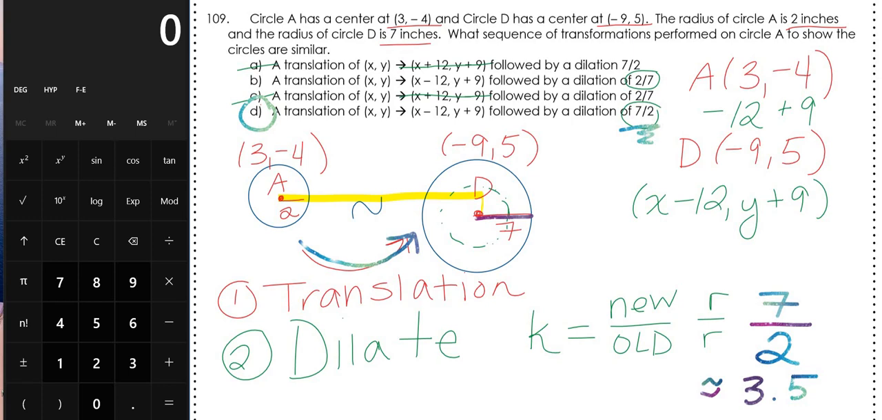So again, to recap, all circles are similar. You have to do 2 transformations to map one circle onto the other to show they're similar. First, you should do a translation. You want to get the center of one circle on top of the center of the other. Second, you want to dilate, so they become the same size. And the amount that you dilate is new radius over old radius. Okay, let's move on.